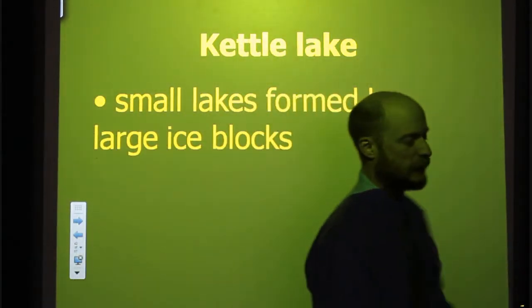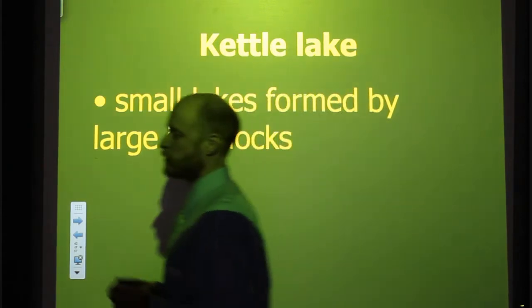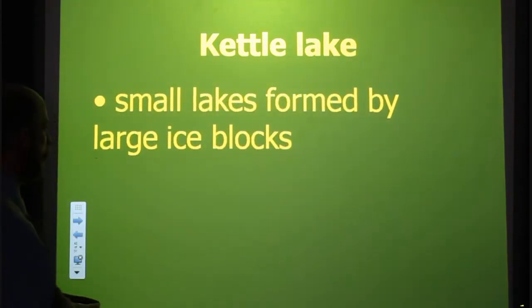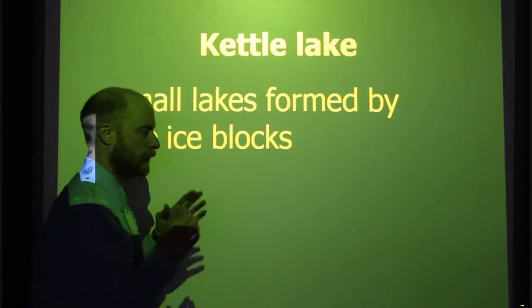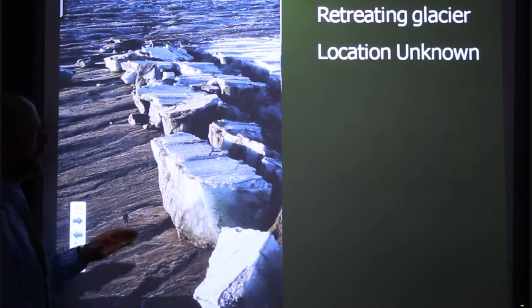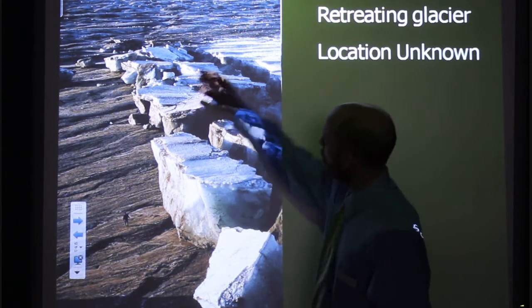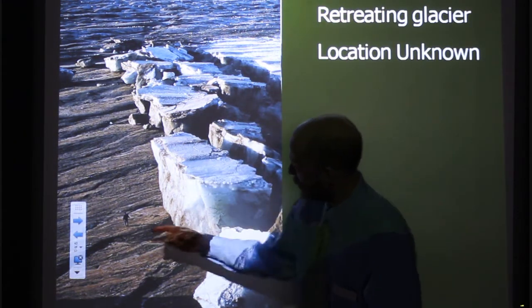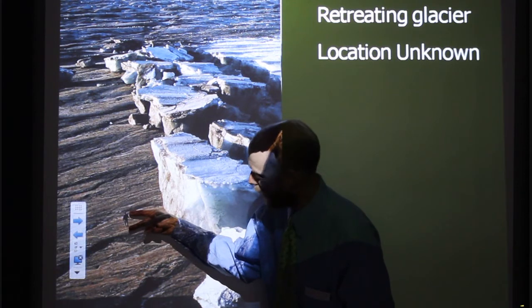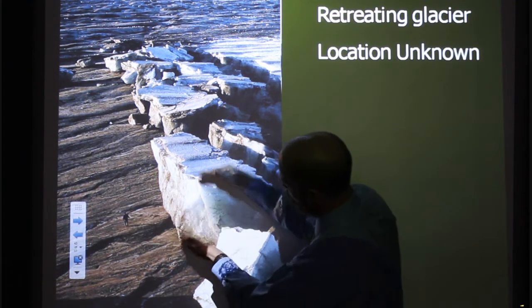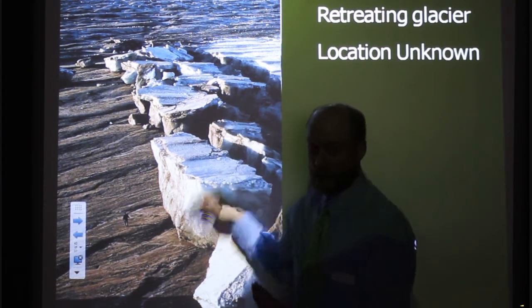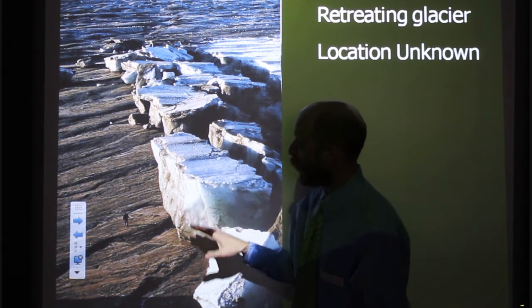Okay, next feature is the kettle lake. Kettle lakes are small lakes formed by large ice blocks. Let's go to this. Check this out. Here you can see a retreating glacier, and it's kind of these large blocks. Now this is a person. I'm not sure how well you can see that, but this is a person right here. So this ice block is 30 feet tall, 35 feet tall. They can be quite big.